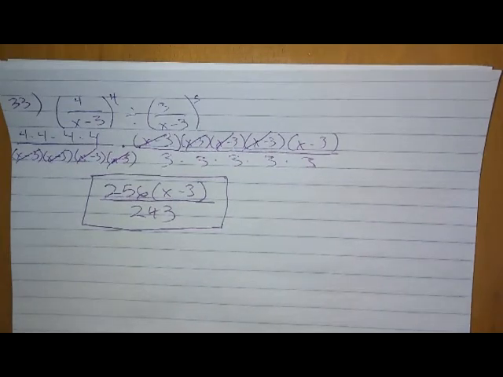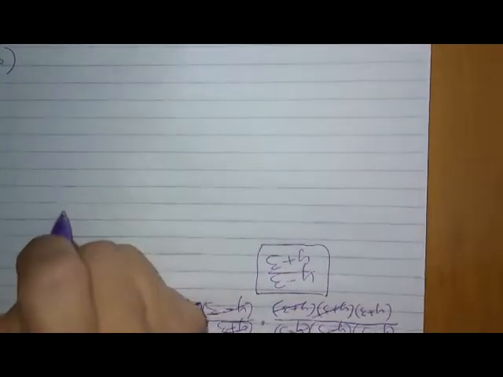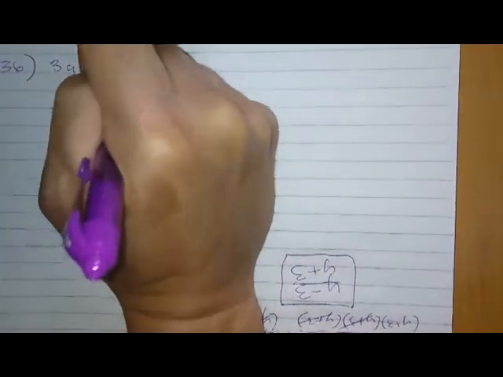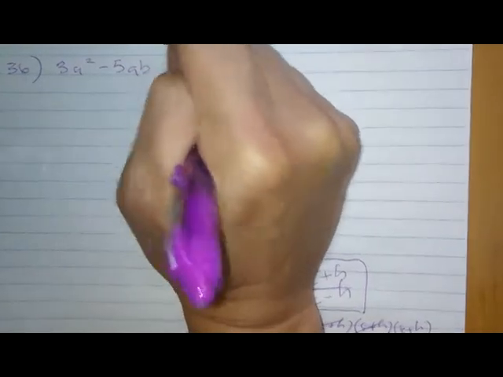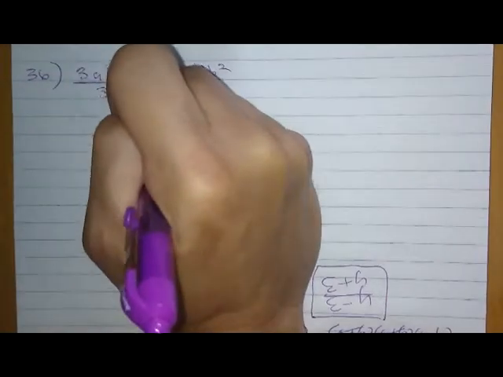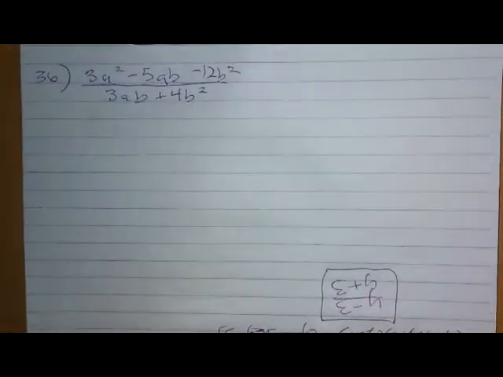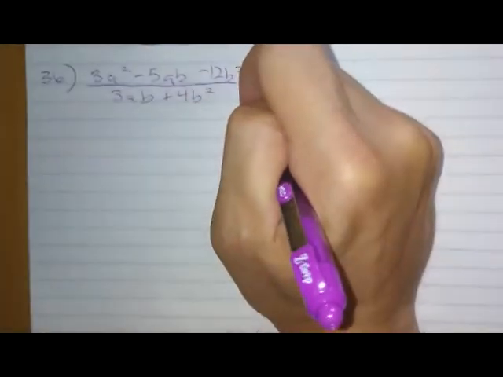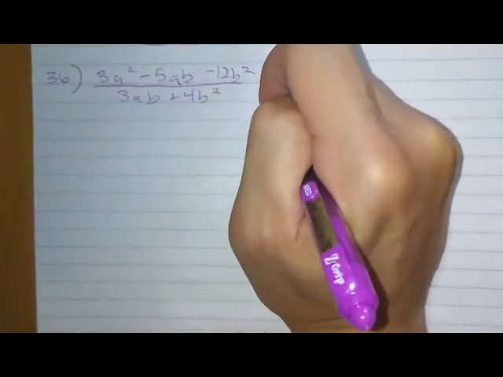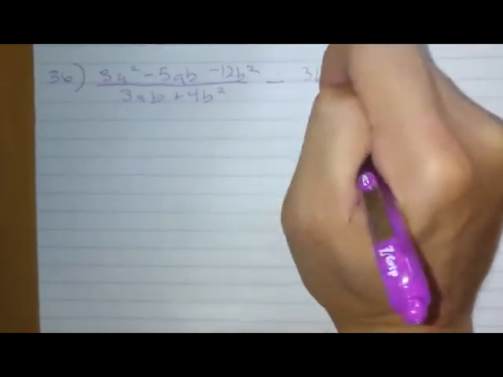Number 36. Okay, if I have enough space. 36 says, oh, okay, I'm going to use the a and the b because they're using two different variables. 3a to the second minus 5ab minus 12b to the second over 3ab plus 4b to the second divided by 3b to the second minus ab.